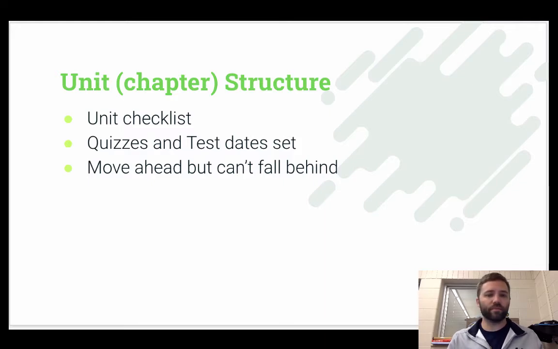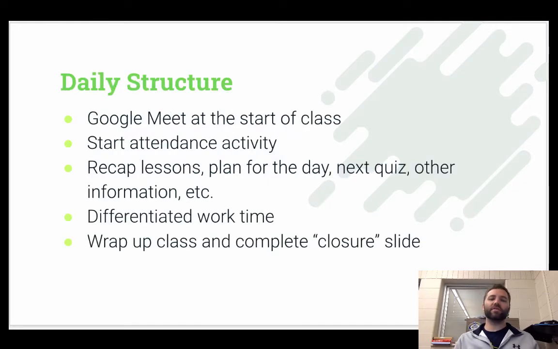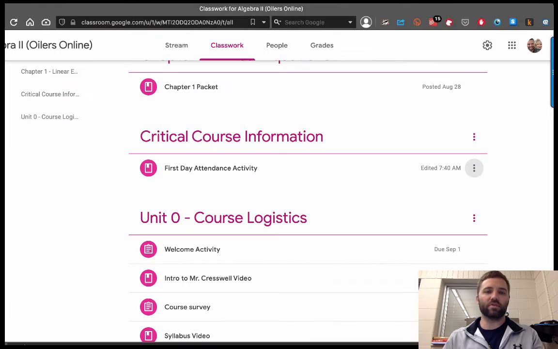Okay, so let's talk about what's going to happen each day. Every day at the start of what would normally be your class time, I am going to start a Google Meet. In that Google Meet, we will discuss what the plan for the day is. You will then, at the beginning of class, take the attendance activity. This is how we'll be taking attendance. If you're remote, if you're Euler's Online, you will complete this Desmos activity in Google Classroom. Let me show you what that looks like real quick.